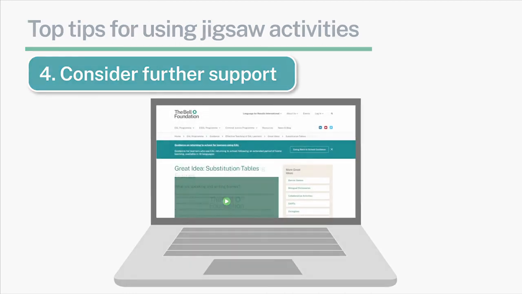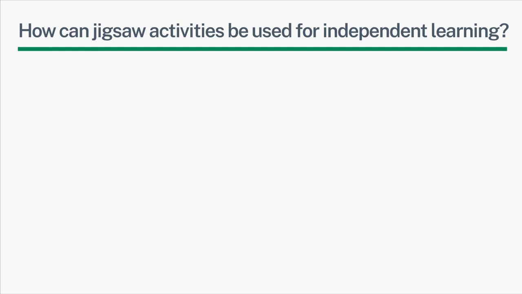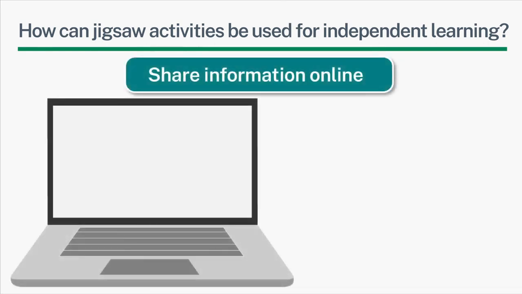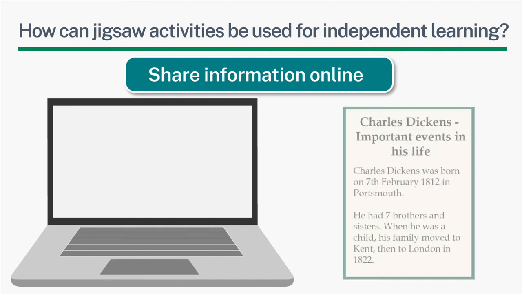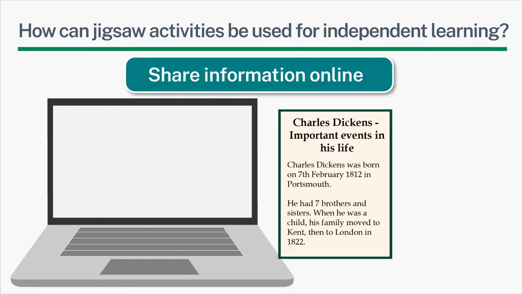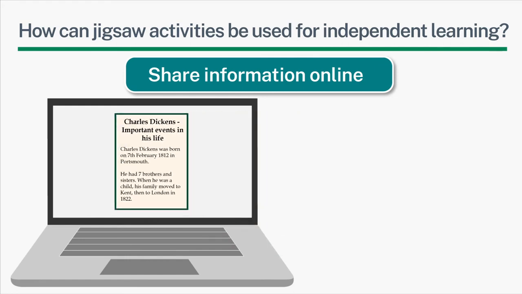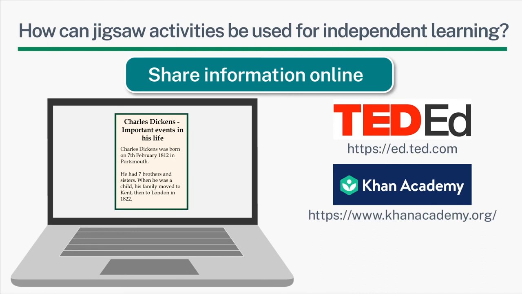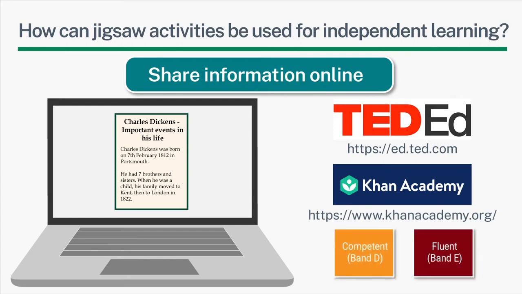How can jigsaw activities be used for independent learning? Online learning lends itself well to Jigsaw activities as teachers can organise learners into their expert groups and share the text, audio or video material online. Two websites that are particularly useful for video content are TED-Ed and Khan Academy, each of which contain a number of videos on content related to the curriculum. These sites are particularly useful for bands D and E.